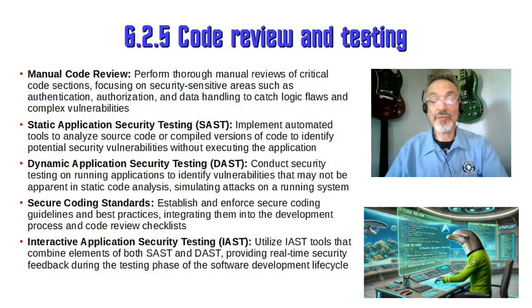6.2.5 Code Review and Testing. This is critical for ensuring that your software and applications are secure. For the exam, here's some things you need to focus on. Manual code review. This involves carefully reviewing critical sections of code by hand, especially in areas that involve authentication, authorization, and data handling. Manual reviews are important because automated tools might miss certain logic flaws.